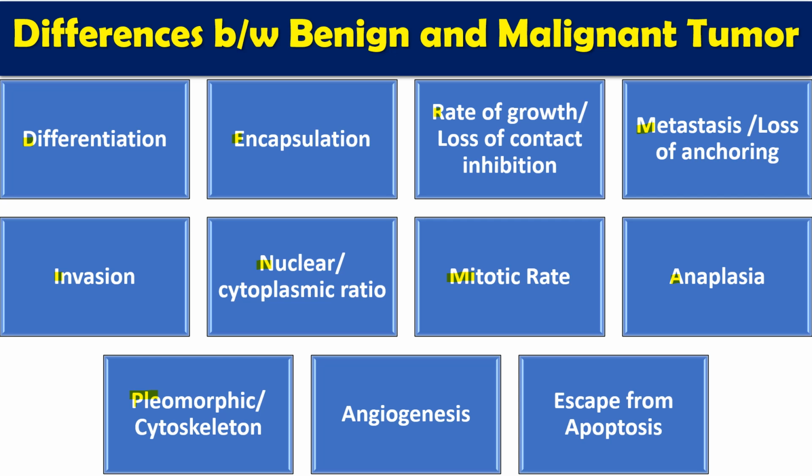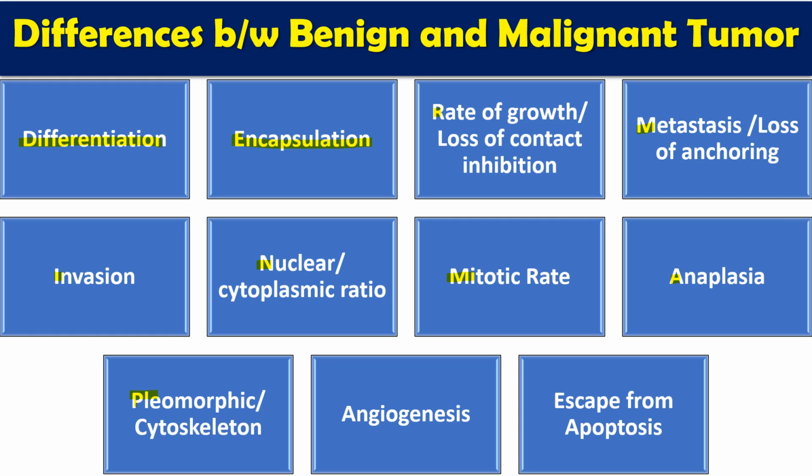D means differentiation. Differentiation is a term we use for how the modified cells look similar to the normal cells, the original cells. How much similarity is there? So that is called differentiation.